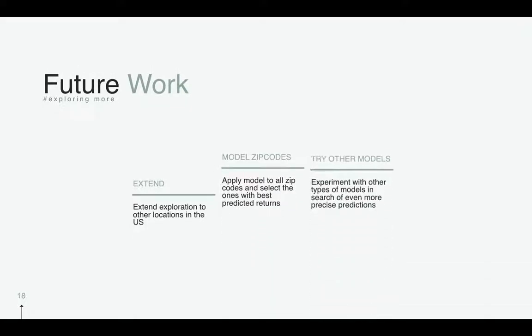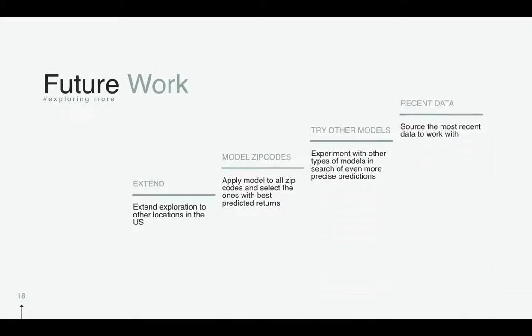For future work, we would recommend that we extend this exploration to other locations in the US. We could also look at predictions for zip codes as well, and base our selection on future returns. We could try different types of models, and we could also collect more recent data to apply our model.